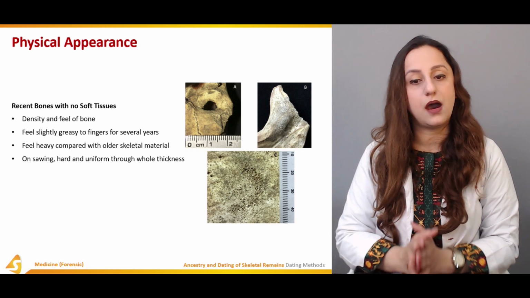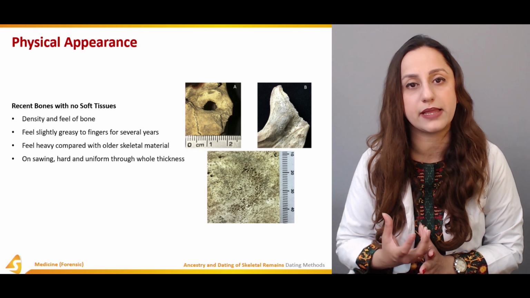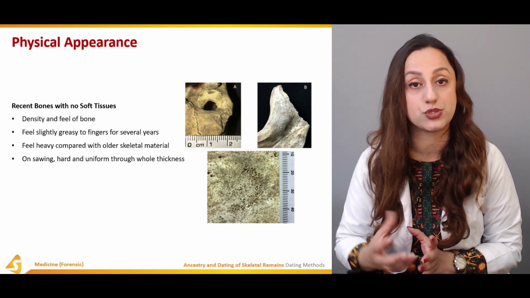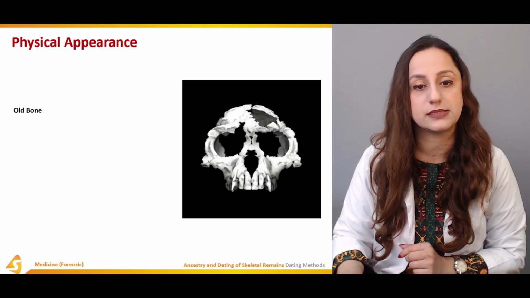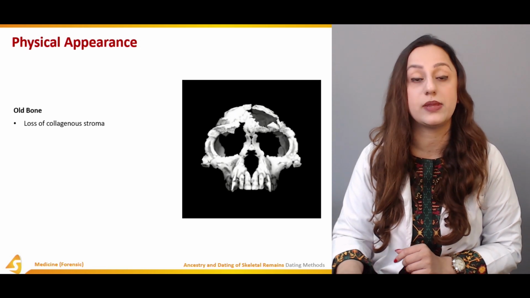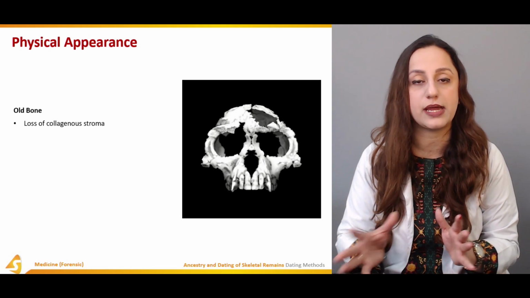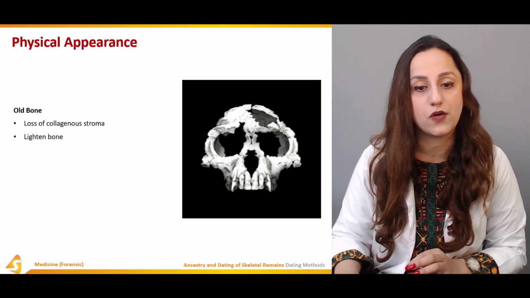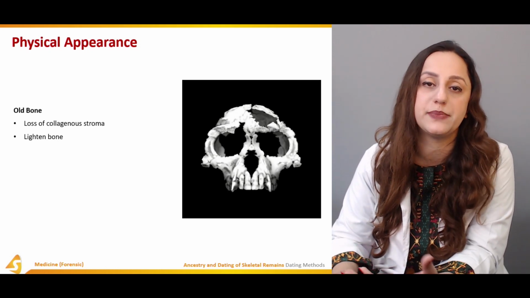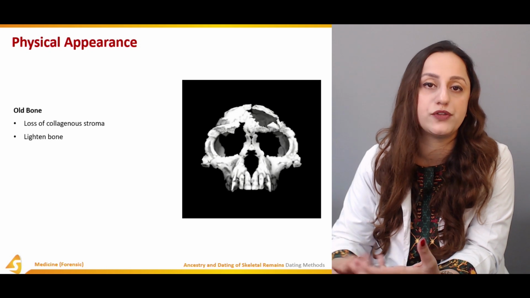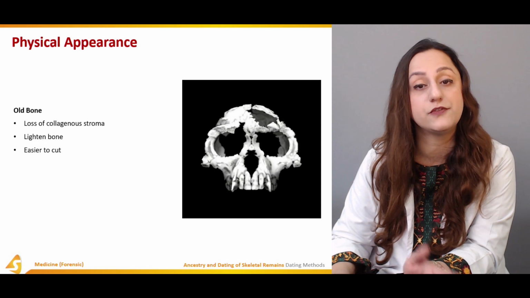On sawing, the bone is hard and uniform through the whole thickness, and a characteristic burning smell will be there for the fresher bones only. The older bones, on the other hand, will have a loss of the collagenous stroma, so there will be a drastic change, on the opposite side of the table. As the bone grows older, it becomes lighter because of the loss of the osteological characteristics, and it is easier to cut an older bone than a fresher bone.